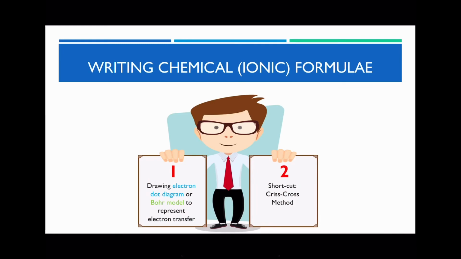Alright, so there are 2 ways for you to actually arrive at the chemical formula of an ionic compound. The first one is the lengthening method, and this is when we were drawing the electron transfer processes using either the electron dot diagram or the Bohr model. But there's also a shortcut method, and this is the method that you should be using, but I'm going to be showing you 2 methods over here just so you have a better understanding.